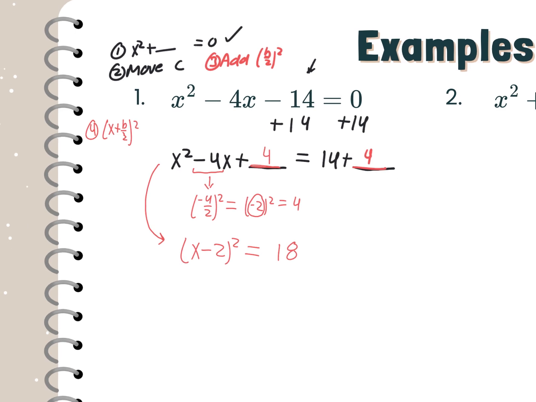And then from here, this looks exactly like what we did in the previous lesson, when we were solving with square roots. In that lesson we had something squared on one side and then a number on the other. So I see something squared, so all I can do from here is square root both sides, putting a plus or minus in front of whatever I just took the square root of. So it's going to be x minus 2 equals plus or minus the square root of 18.